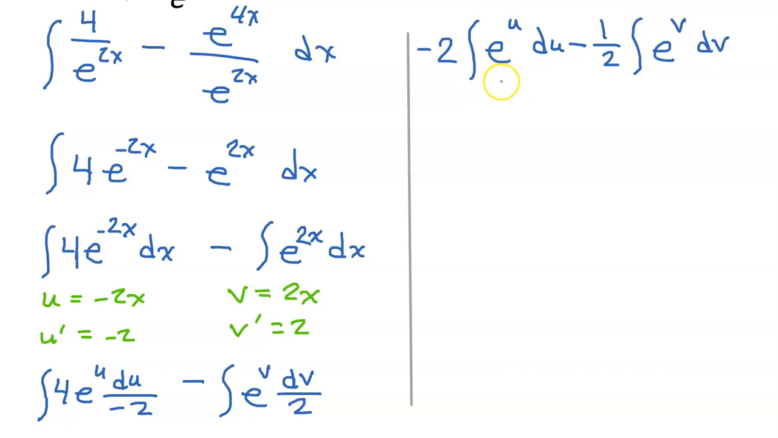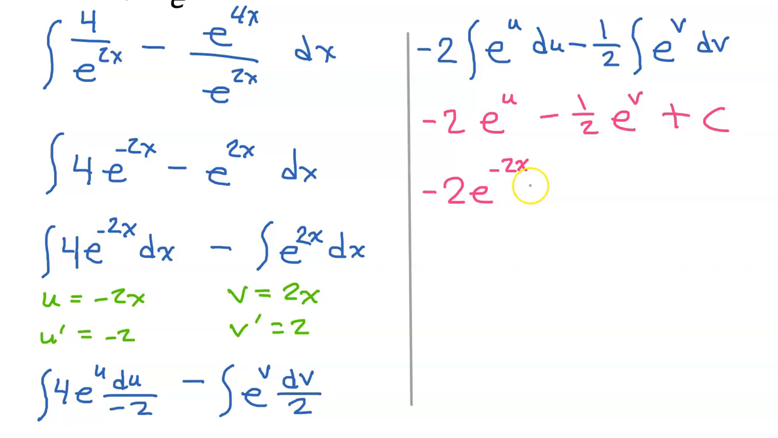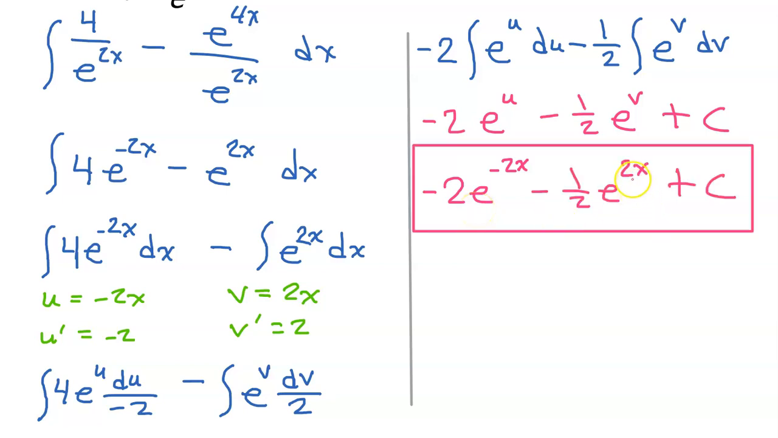So it's time for the memorized rule. The integral of e to the u doesn't change. So I'm still going to have the negative 2 and e to the u. And then moving on to the minus 1/2, the integral of e to the v is still e to the v. The only thing we need to add is the constant of integration. Now, let's put negative 2x back in for u. That gives us this. Now, let's substitute 2x back in for v. And this is the final answer.